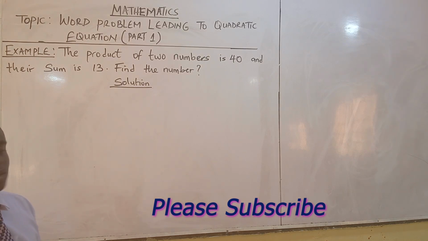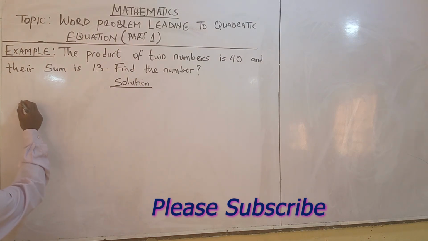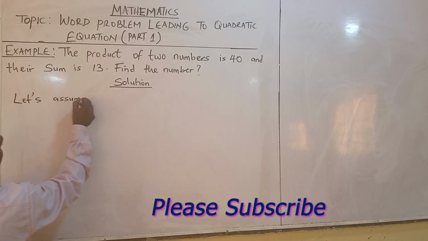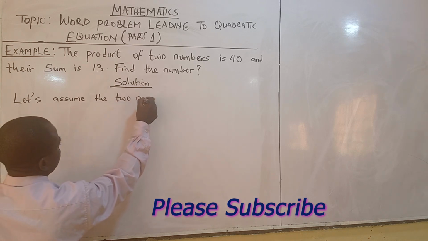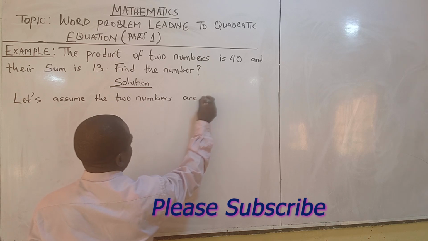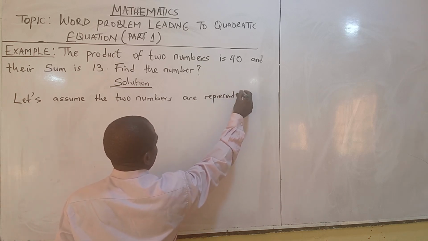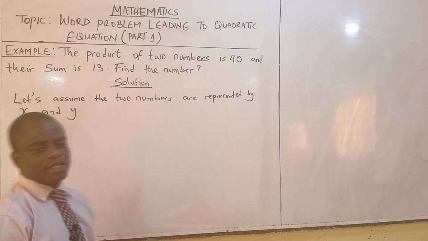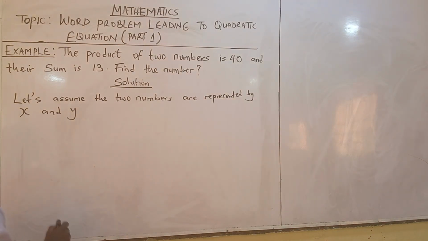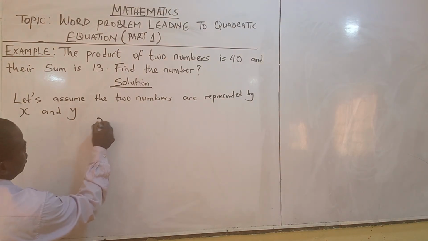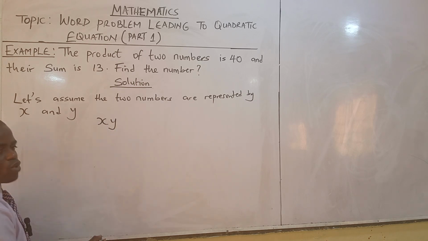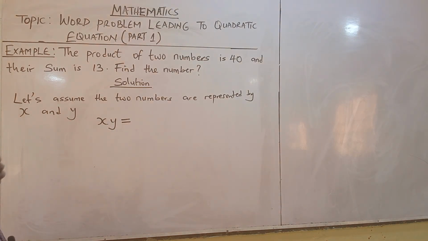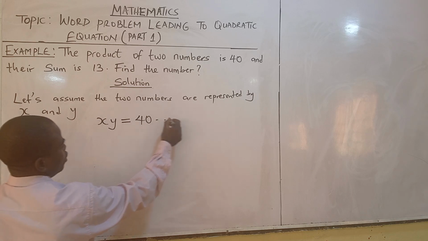The product of two numbers is 40. Let's assume the two numbers are represented by x and y. Okay, let that be our assumption, and we are told that the product means multiplication. So xy means x times y, equals 40. Let's call it equation 1.